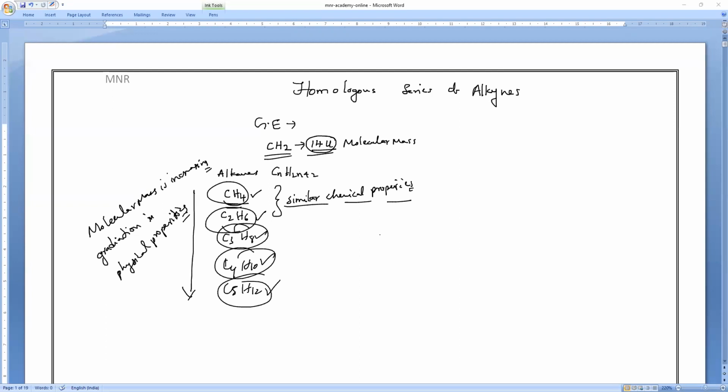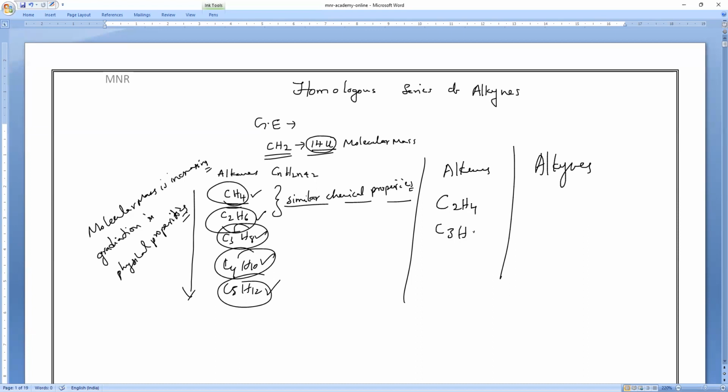So that is what we call a homologous series. If you take homologous series, alkenes are also homologous, alkynes are also homologous. Alkene starts from n equals 2, that is C2H4, C3H6, C4H8, C5H10. And alkynes, n also starts from where?